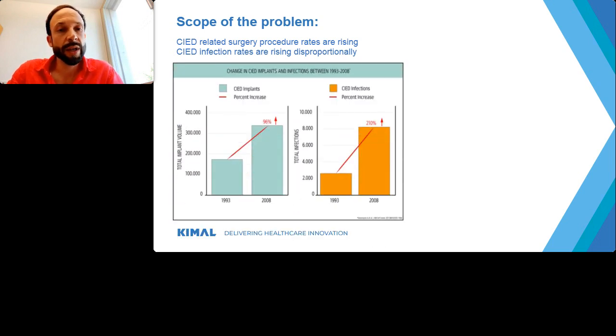So I'm going to be talking about the scope of the problem, and this is redundant because it's the first slide of every webinar. CIED-related surgical procedure rates are rising, and CIED infection rates are rising disproportionately. And I'm referring to literature you're all familiar with. They have seen an increase in CIED-related surgical procedures in the observation time of 100%. At the same time, CIED infection rates were rising disproportionately at 200%.